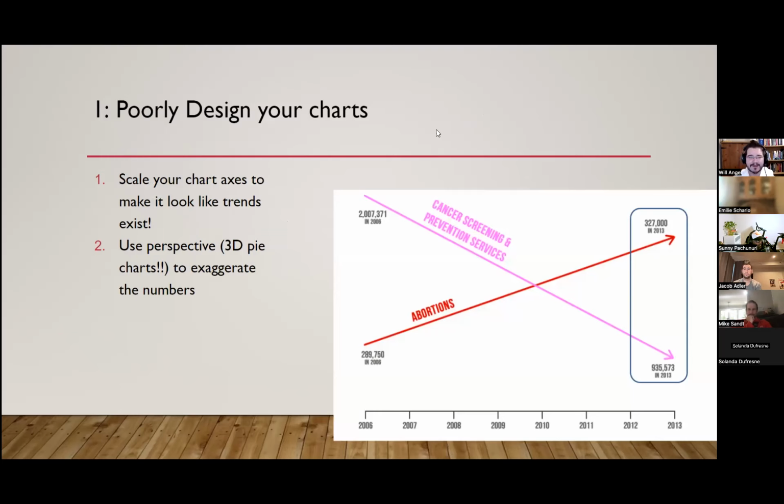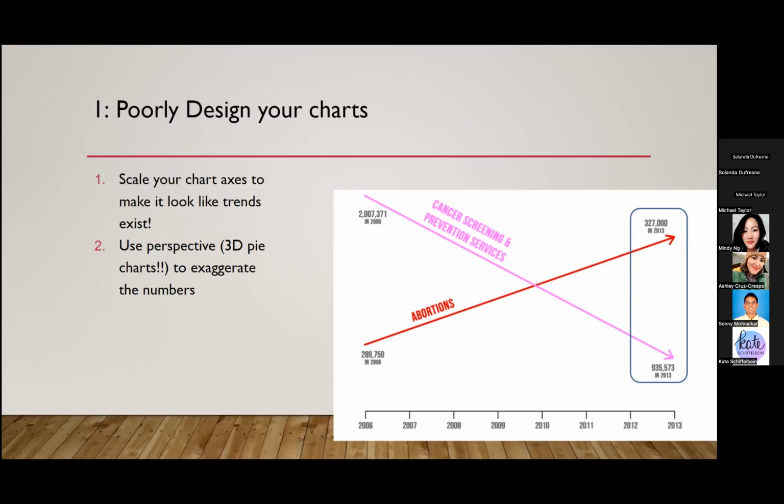So tip number 1, poorly design your charts. If you manipulate your chart axes, you can make it look like trends exist that don't actually exist. As you can see here, if you look very closely, you'll note that the axes are scaled radically differently here and that it is actually quite misleading. You can also use perspective, like 3D pie charts, to exaggerate numbers.